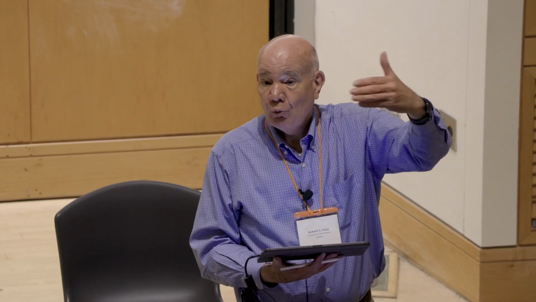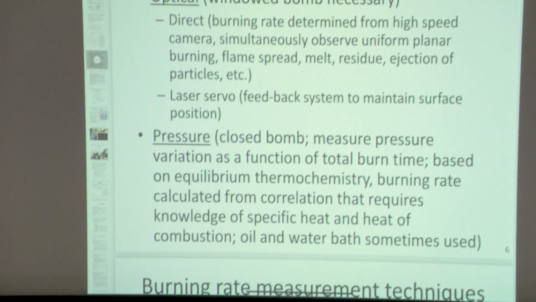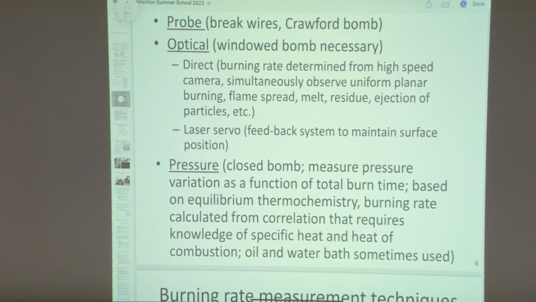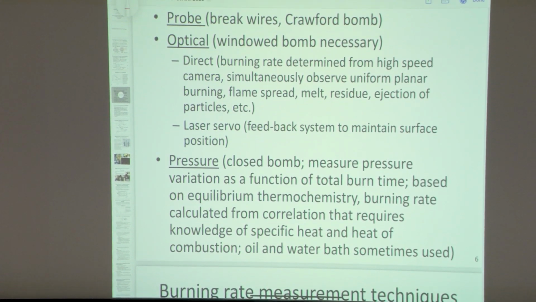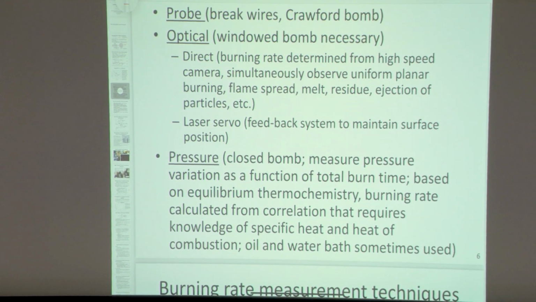Do those gases go all the way to equilibrium? Or in the vessel, did it not quite go to equilibrium and the number of molecules changes? So I do need to make some assumptions. So here I measure the pressure variation as a function of total burn time based on equilibrium thermochemistry. The burning rate's calculated from a correlation that requires knowledge of the specific heat and the heat of combustion, and sometimes it's done in an oil and water bath.